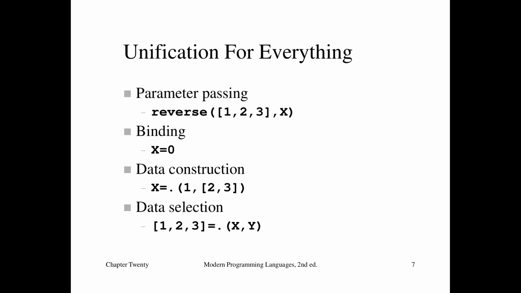So unification is used for everything: parameter passing, binding, data construction, data selection. We can unify all these things. The system does not care one way or the other.